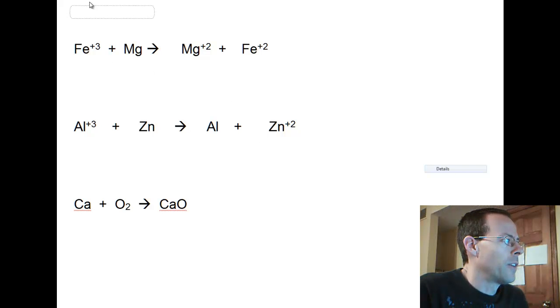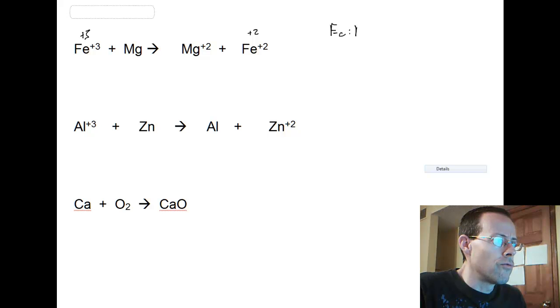If we look at oxidation numbers, which we learned in the last podcast, iron in this case is a +3 because it is its charge. Over here it is a +2. So we know that iron is being reduced because it's getting smaller. Magnesium, it's an element by itself, so it's a 0, and now it's a +2. So magnesium is our thing that's being oxidized.